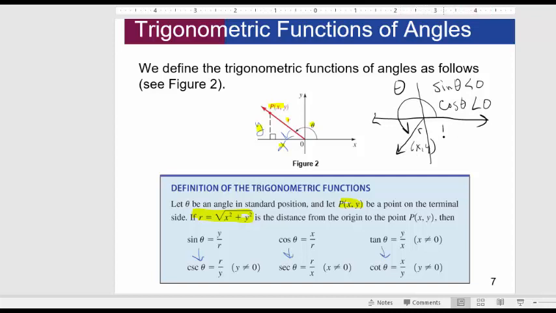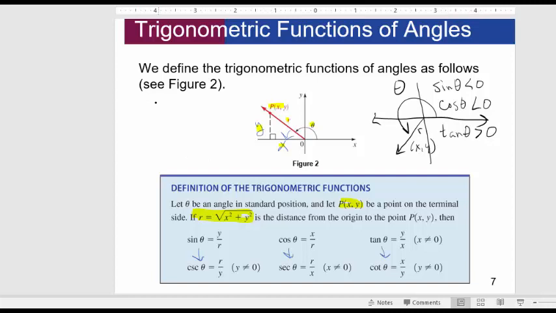But then the tangent of theta is going to be y divided by x. So when you have a negative divided by a negative, that's going to become positive. So sine in the third quadrant is going to be negative, cosine is going to be negative, but tangent is going to be positive, right?